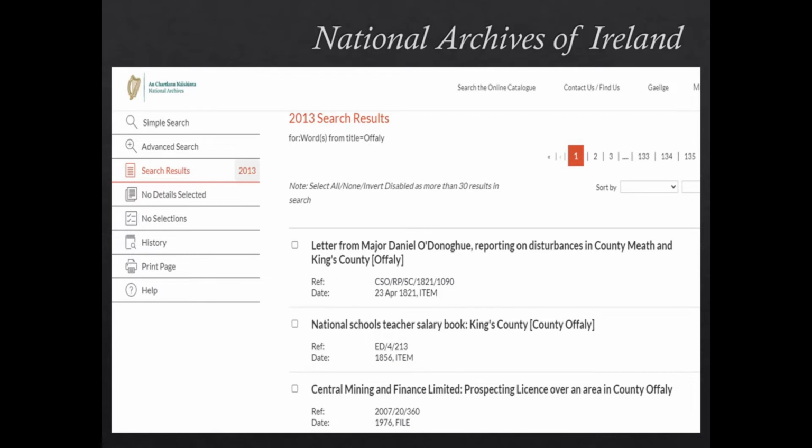Also in the National Archives are a significant number of estate papers, maps and documents, and business records, including the aforementioned Perry Mills or Belmont Mills.